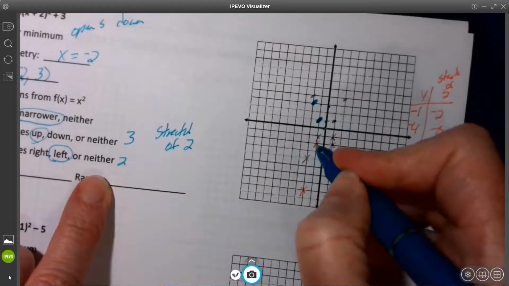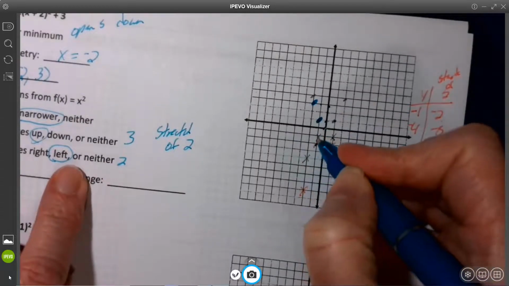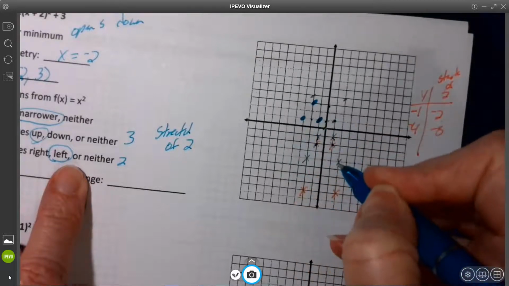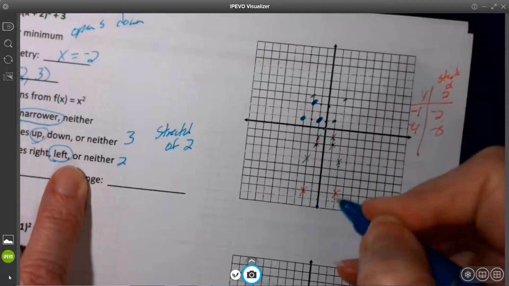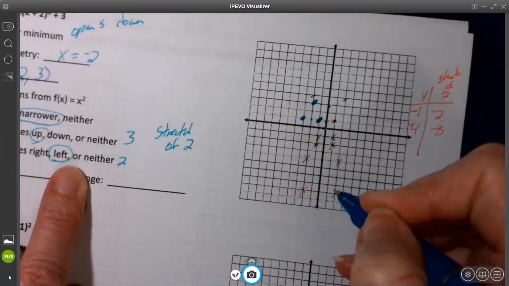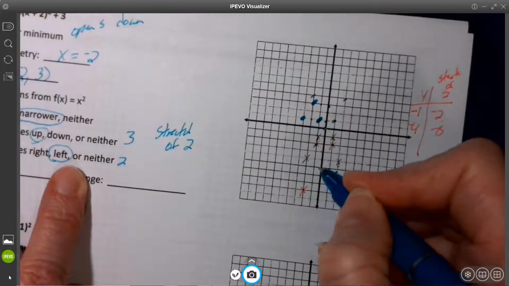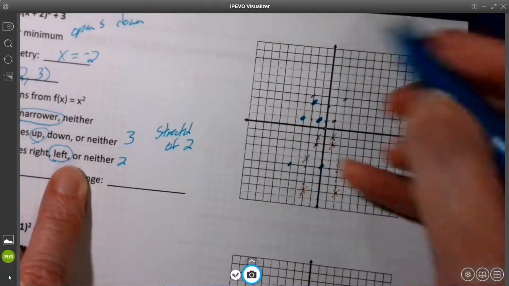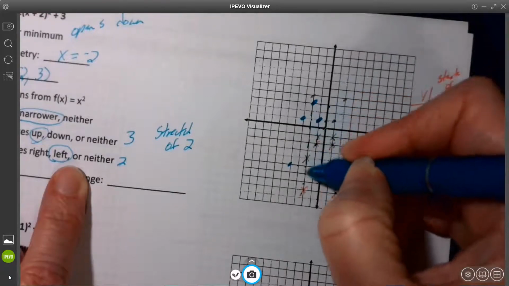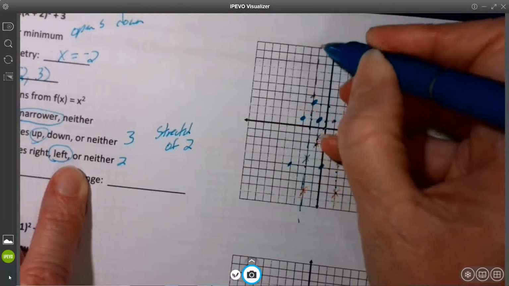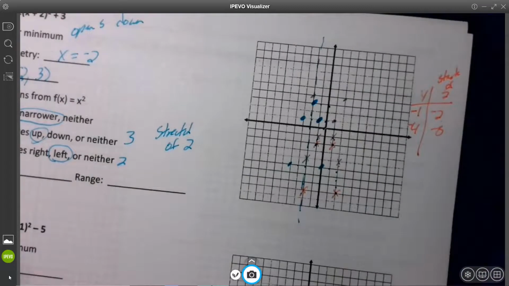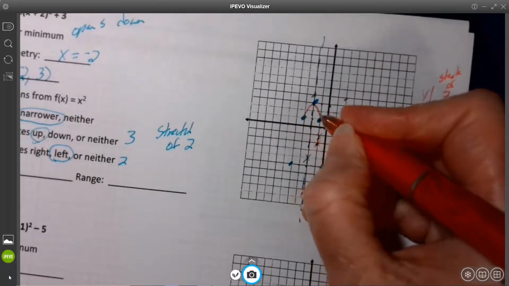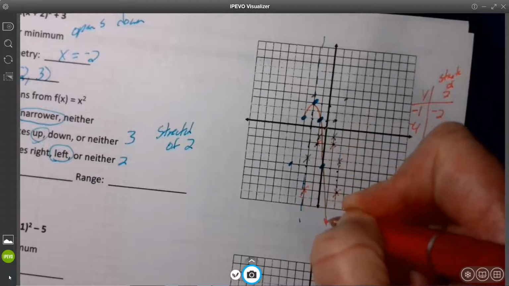Okay? So we're going to go up 3, 1, 2, 3, over 2. And this one goes up 3, 1, 2, 3, over 1, 2. 1, 2, 3, over 1, 2. Now your axis of symmetry, doesn't hurt to draw that in. See that? That's where your axis of symmetry is. So your graph is right here.